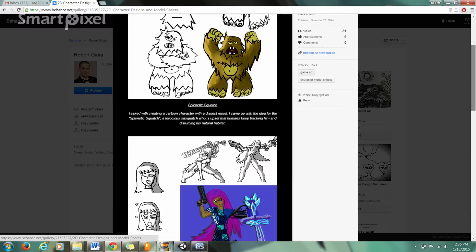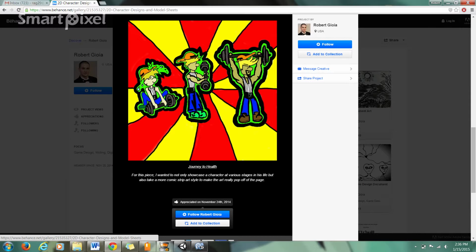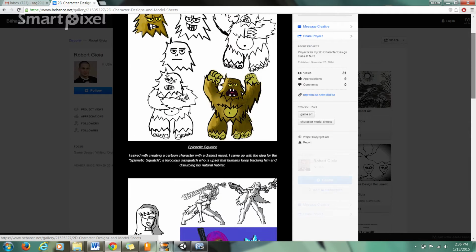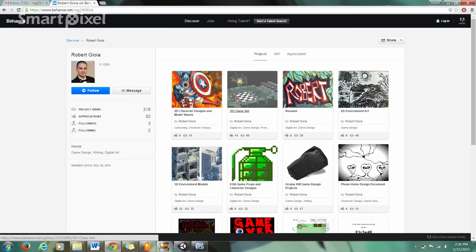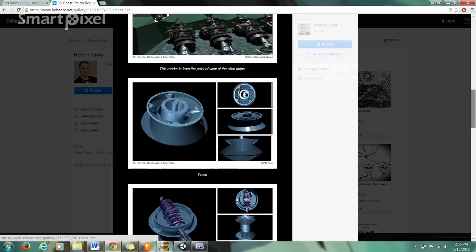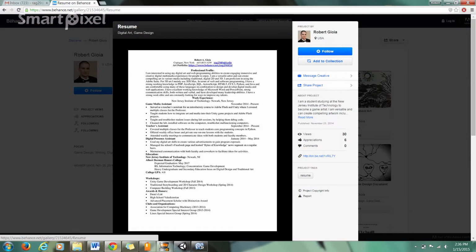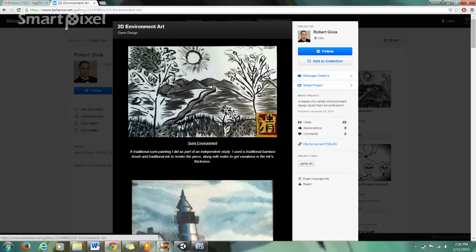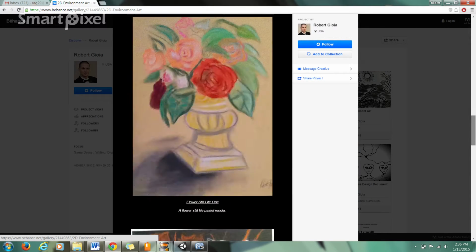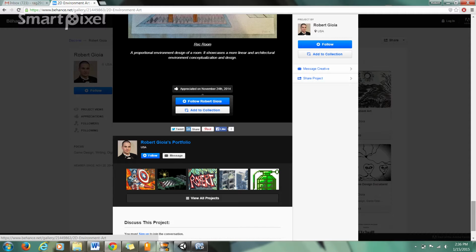As you can see, I have my character designs all together, and I have a brief description of each underneath. I have my 3D work all together, and actually categorized out. Okay, this is my 3D chess set. Resume put on there, 2D environment art, and each thing has a brief description. You always want to describe the process and your role in each.